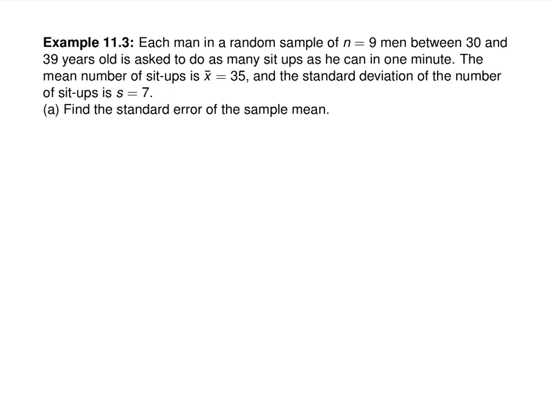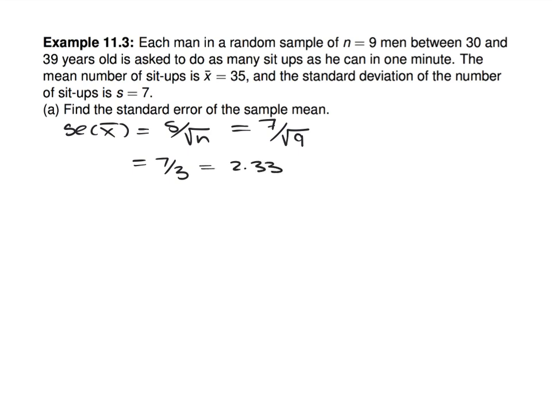All right. Each man in a random sample of 9 men between the ages of 30 and 39 is asked to do as many sit-ups as he can in 1 minute. The mean number of sit-ups is x bar equals 35, and the standard deviation of the number of sit-ups is s equals 7. First, find the standard error of the sample mean. So standard error of x bar is s over root n, which is 7 over root 9. So 7 over 3, which is about 2.33.